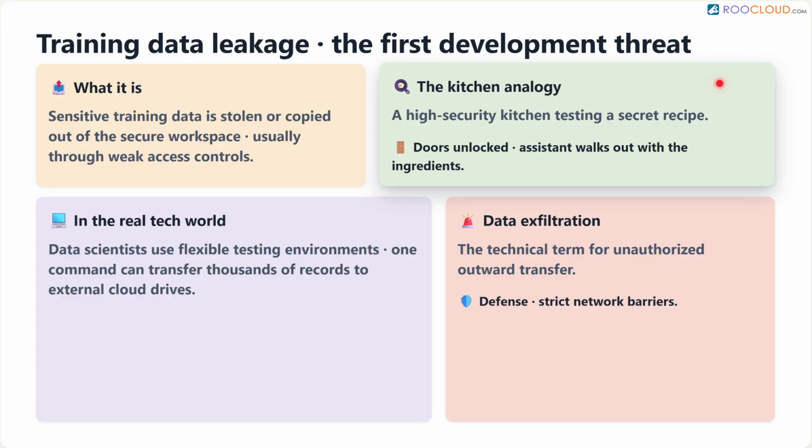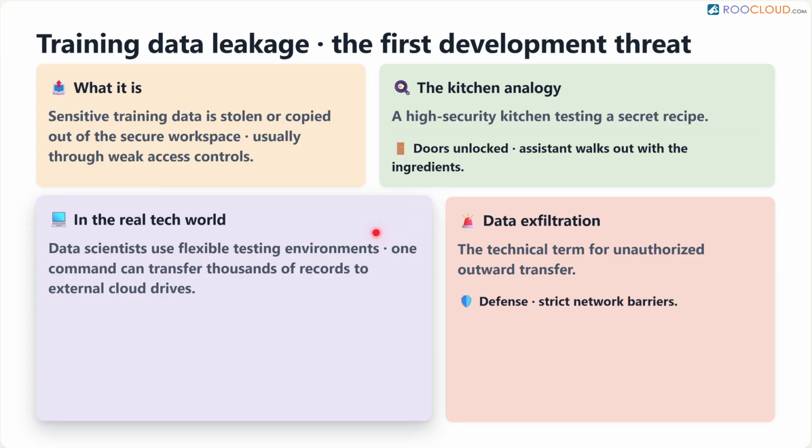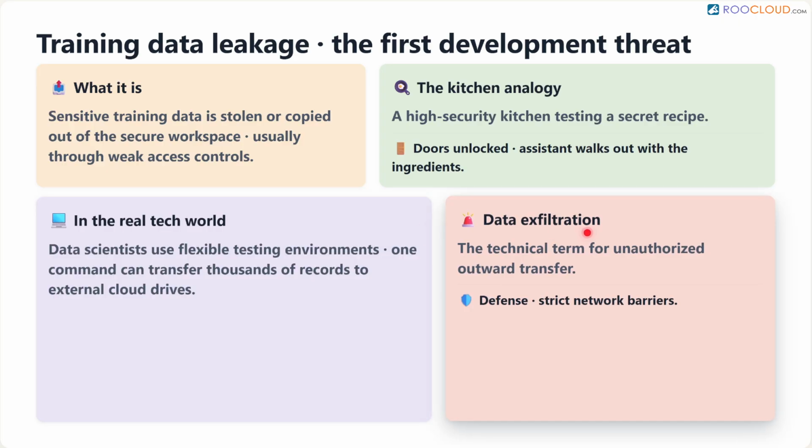To understand this, imagine a high-security kitchen where chefs are testing a secret recipe. If the kitchen doors are left unlocked and an assistant walks out with a bag of secret ingredients, that is data leakage. In the tech world, data scientists use highly flexible testing environments. Because these platforms prioritize convenience, a simple command can accidentally or intentionally transfer thousands of private records to an external cloud drive. This unauthorized outward transfer is a highly technical term called data exfiltration. Organizations must build strict network barriers to prevent exfiltration from happening.